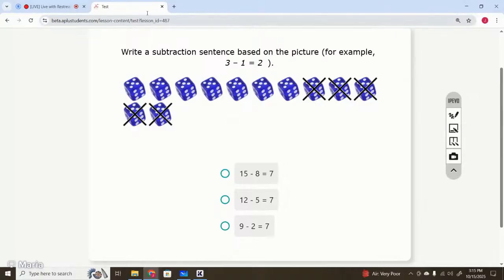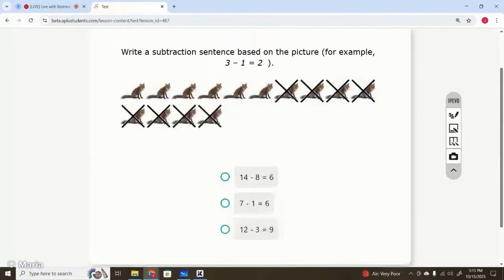Write a subtraction sentence based on the picture. That is 12 take away 5 is 7. Option number 2 is the correct option.